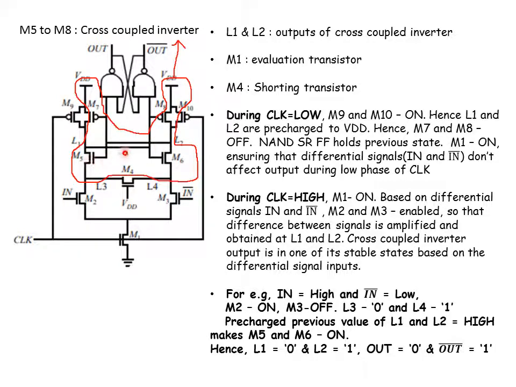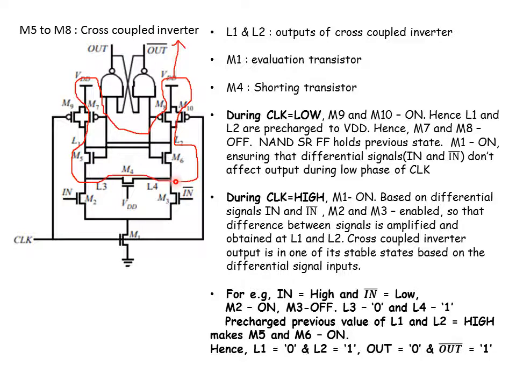So let us analyze one case. For example, we take in equal to high. We know that during evaluation clock is high, so M1 is on. In this case, I am taking in as high and in bar as low. When in is high, M2 is on and M3 is off. When M2 is on, L3 will automatically be pulled to 0 and L4 will hold its previous value, which is 1. So L3 is 0 and L4 is equal to 1.